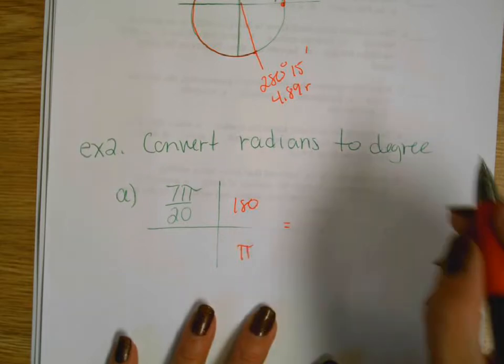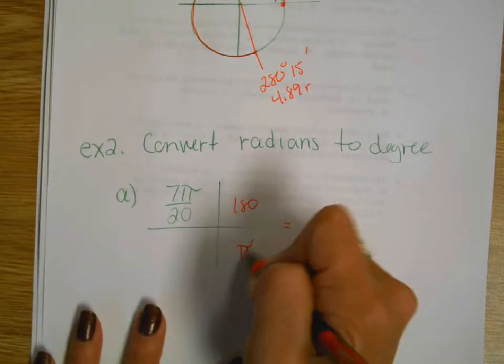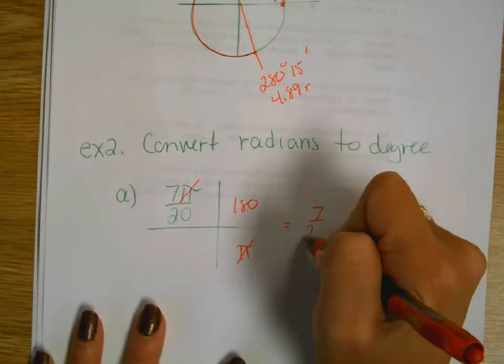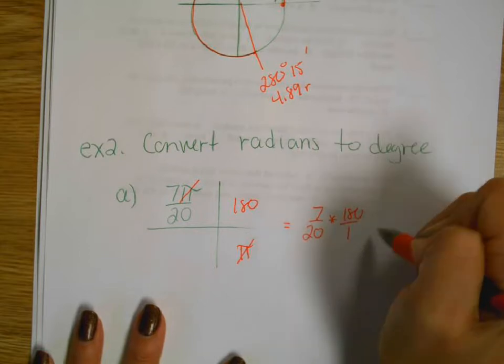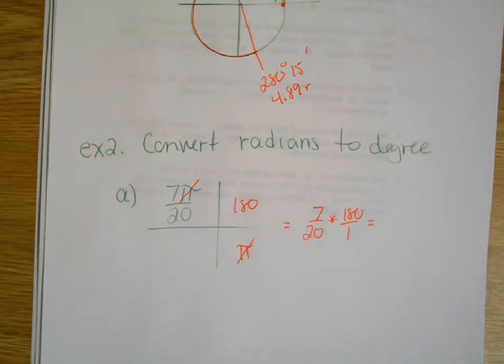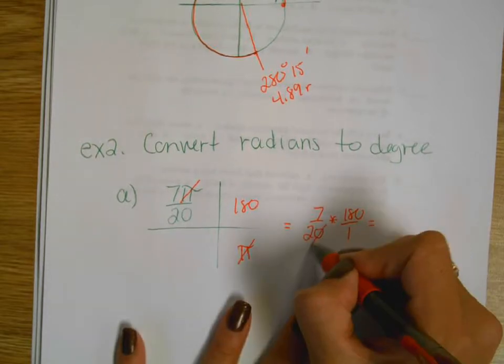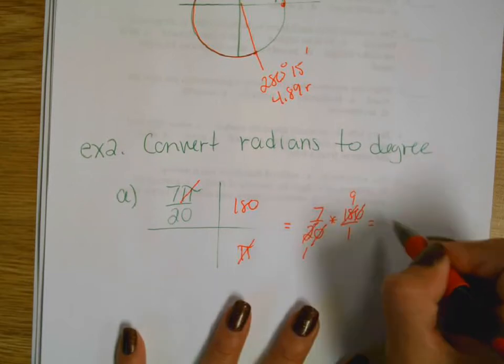What's our conversion factor? Pi and 180. Where's the pi going to go this time? Bottom. Okay, so let's take care of it right away. What happens with those pi's? They're going to cancel out. So all we really have is 7/20 times 180. So go ahead, let your calculator do the work, or do it by hand. 10, 1, 9, 63.